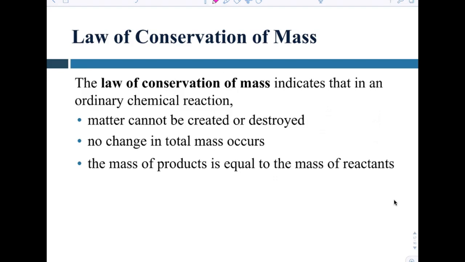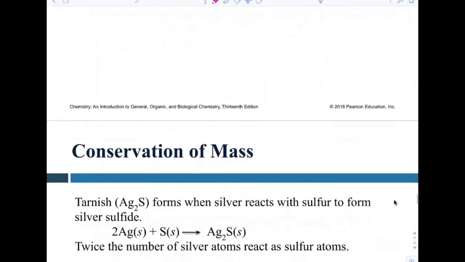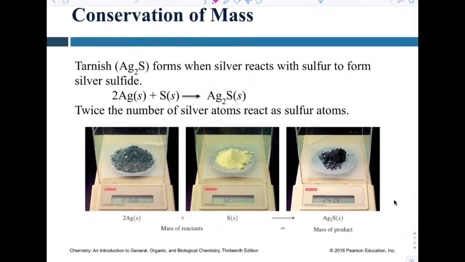in the lab, when you're measuring things, what you get out should be what you put in, unless you've got some reactants, maybe reactions that don't run quite as well. But essentially the mass of the products should be equal to the mass of the reactants if you have a good reaction. So for the conservation of mass, you can see here that if I put in 215.8 silver, 32.1 sulfur, I get 247.9 silver sulfide.